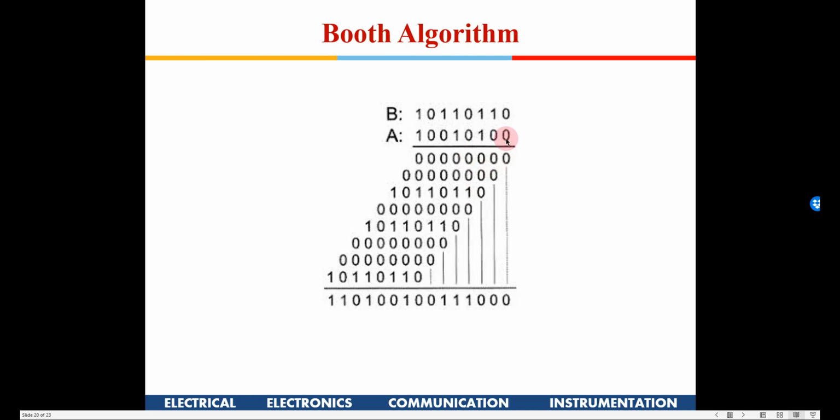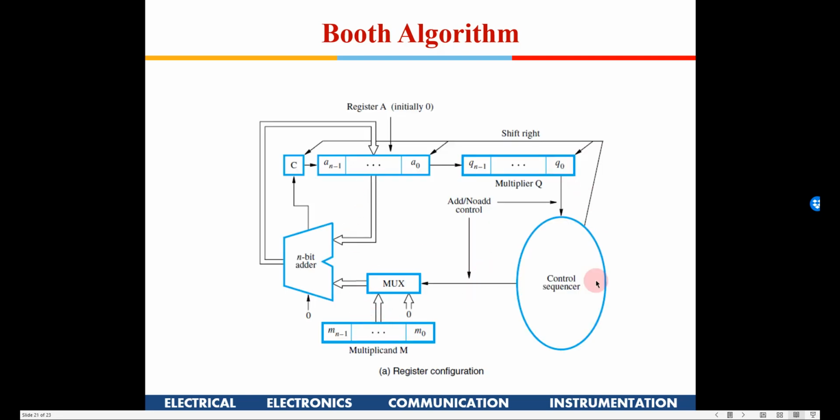And if it is 0, then everything is 0, 0 is added. If it is 1, then whatever is B, that is being added, okay. So that is how the Booth algorithm works. Right now, hardware wise, it is very simple to implement this particular algorithm.